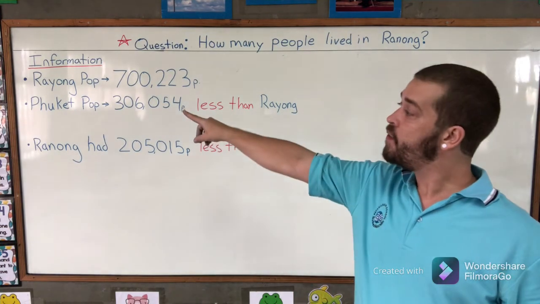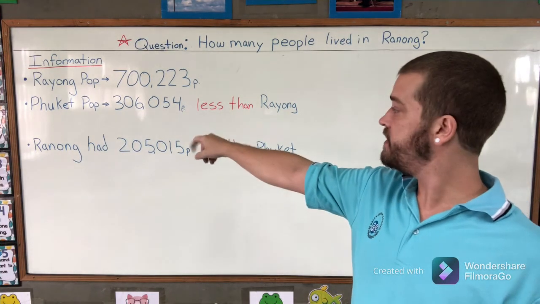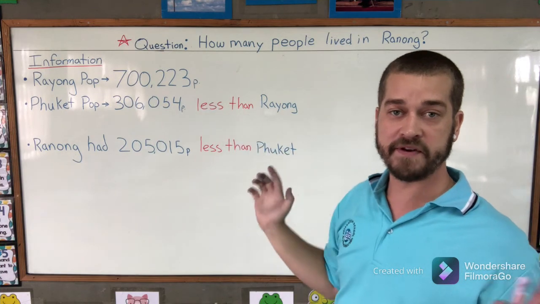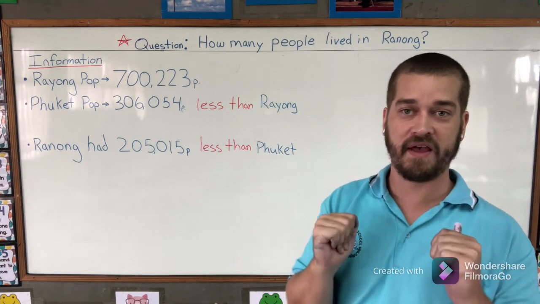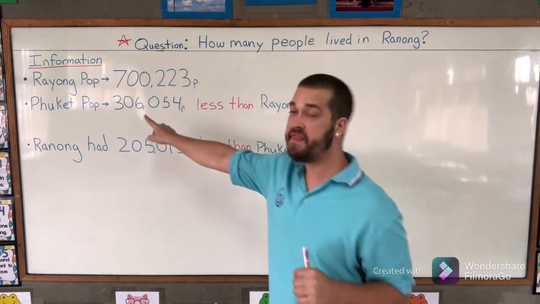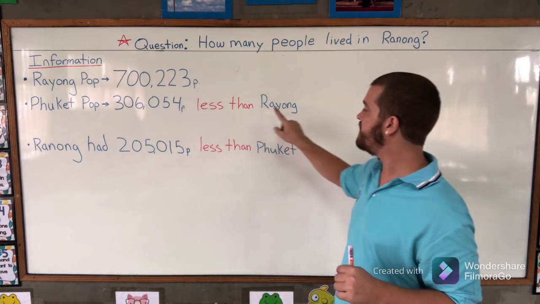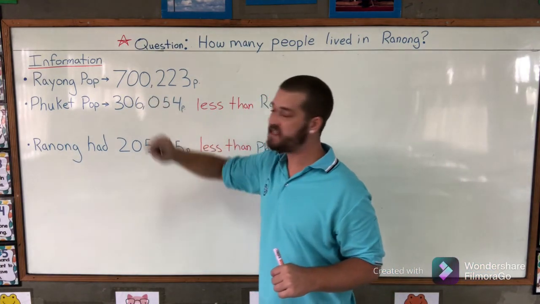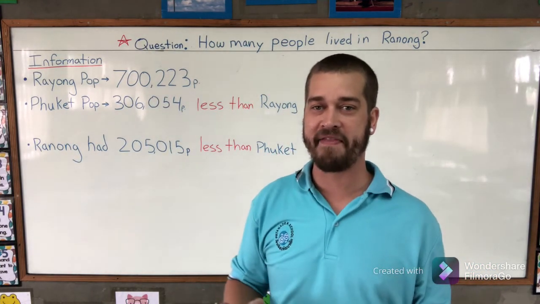So we have Rayong had a population of 700,223. So there's one thing that we know, okay? It's a fact. And then we know that Phuket had this much less than Rayong. So it's this much less than this much. So we already have a math problem.